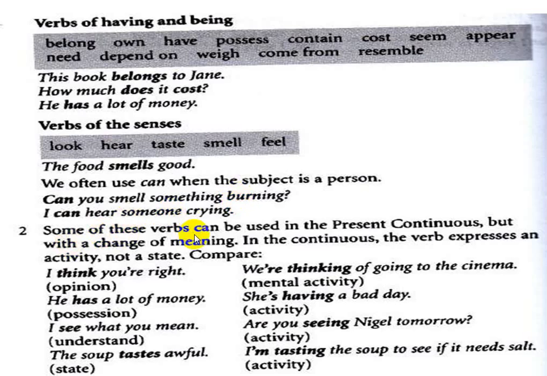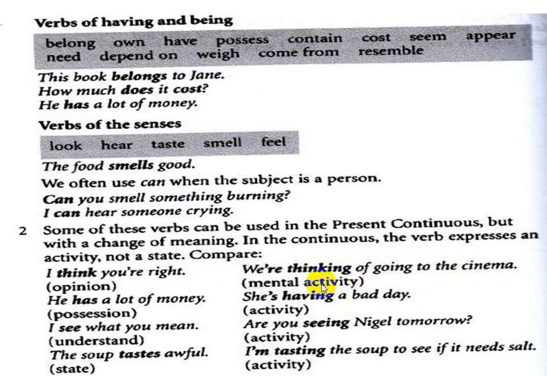Some of these verbs, not all, can be used in the present continuous, but with a change in meaning. In the continuous, the verb expresses an activity, not a state. Compare. Think for opinion: I think you're right. Here is a state verb for opinion. We are thinking of going to the cinema. We use the verb think in the present continuous, so it is an action verb here in this sentence.